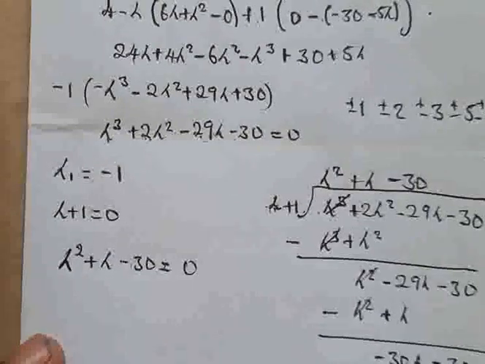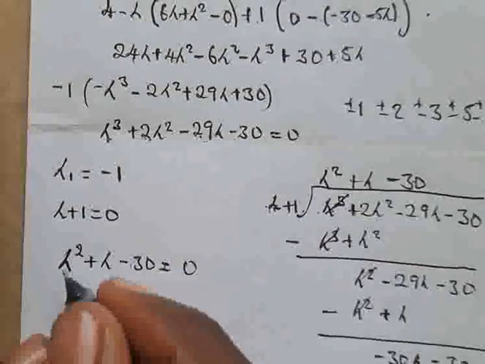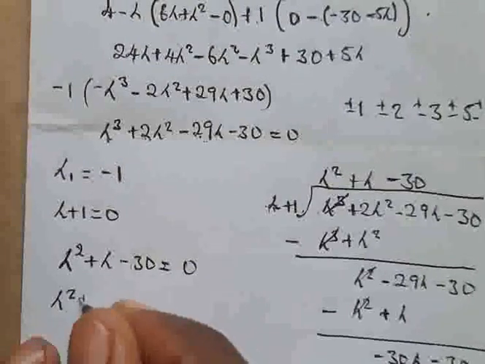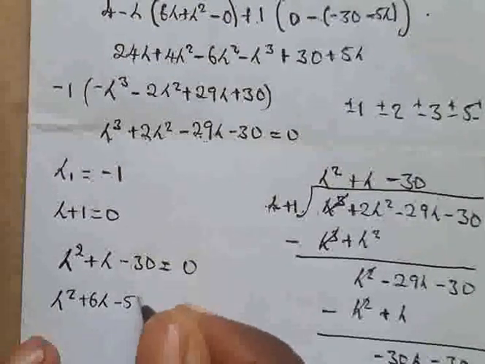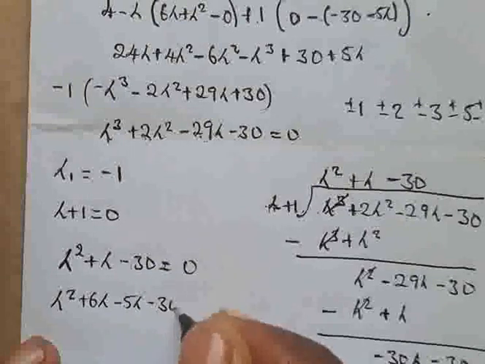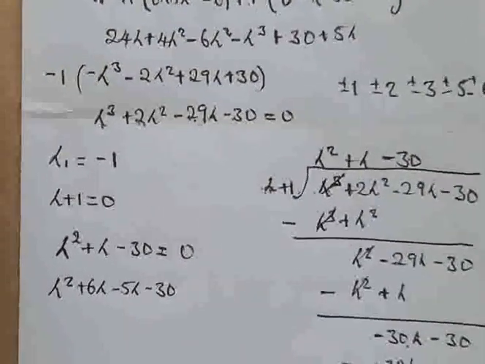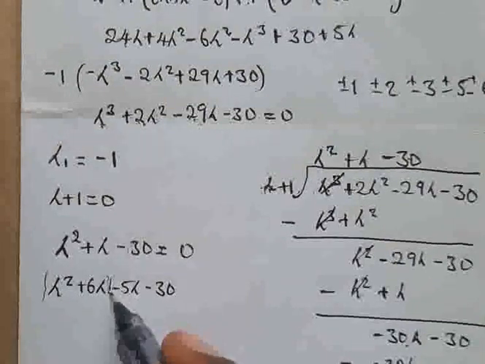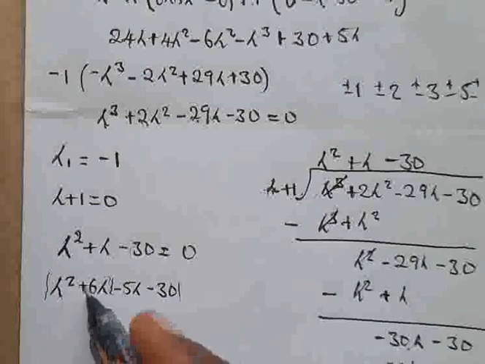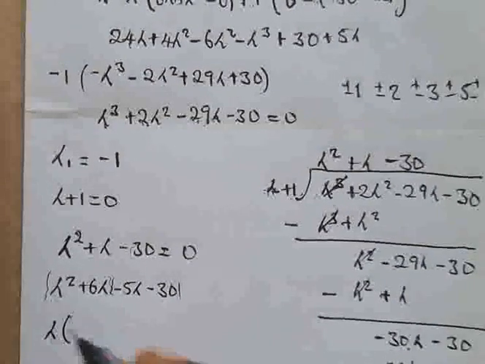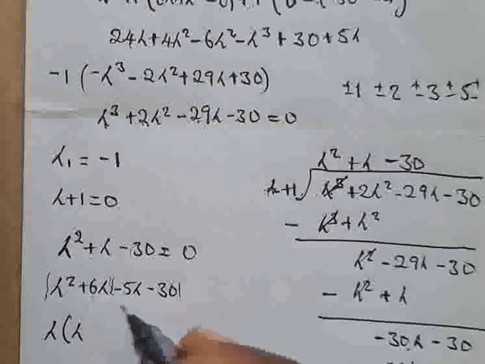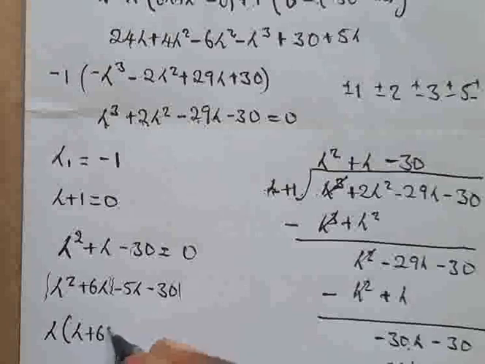So I'm thinking of 5 and 6. So 6 should be positive, 5 should be negative. So you can write this using those factors by saying lambda squared plus 6 lambda minus 5 lambda minus 30 is equal to 0. So let us factorize. We're going to factorize this part and also this part. So what is common here? It is lambda. Lambda into lambda squared, it is lambda. Then lambda into 6 lambda, it's positive 6.